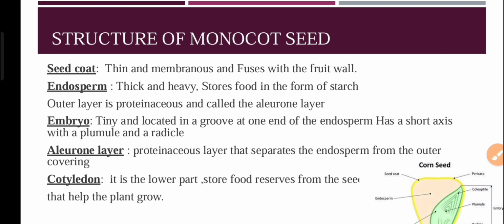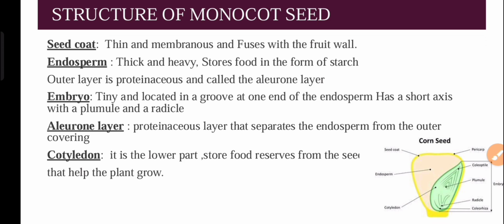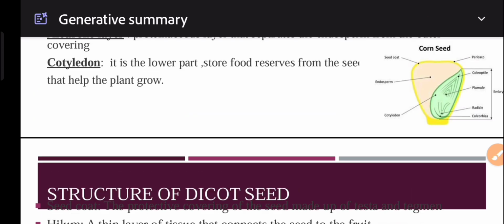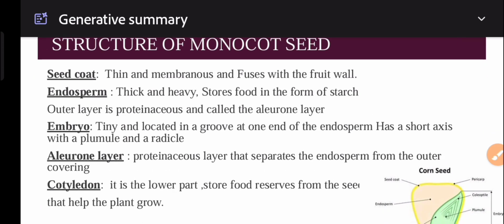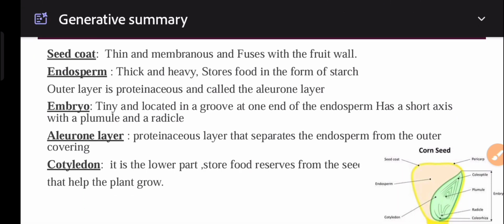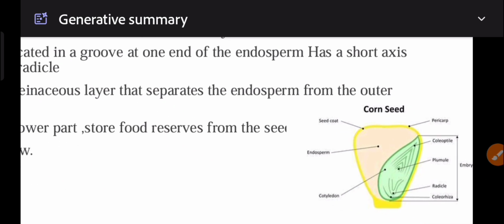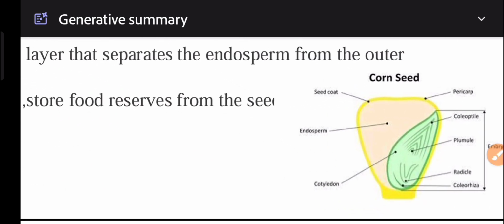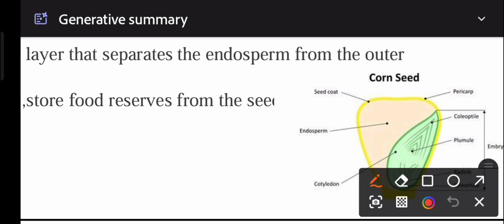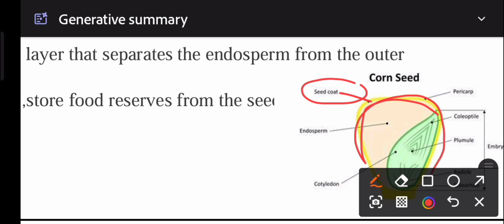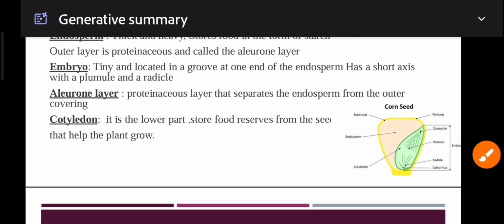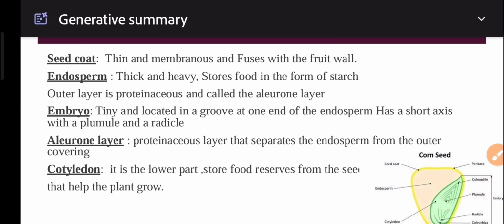Yes, we can study the detailed structure of monocot and dicot seeds here. First, the structure of the monocot seed. See, the first part is the seed coat. Here we took one corn seed. This yellow part is the seed coat. The seed coat is thin and membranous and fuses with the fruit wall. It is the outermost wall.